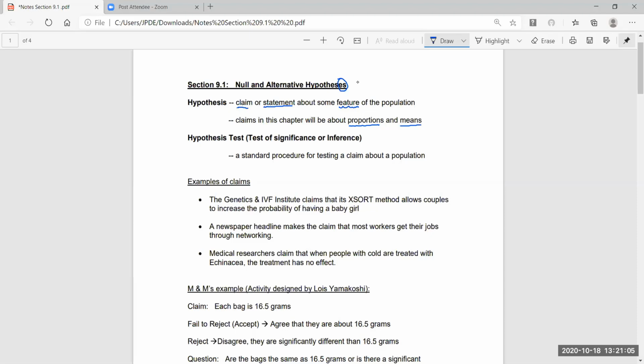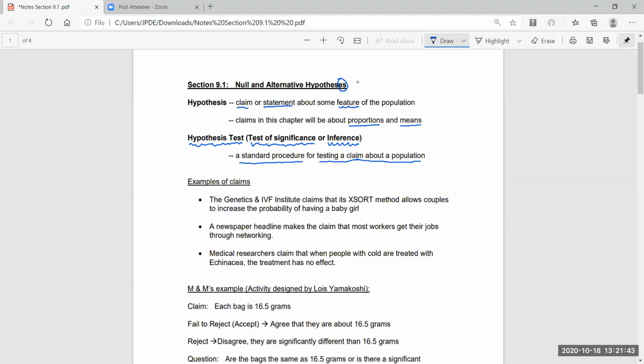The idea with a hypothesis test is that it is a procedure. It's a step-by-step process that we follow to test some kind of claim about a population. I usually refer to them as hypothesis tests. They can also be called tests of significance or tests of inference. You're inferring something from your data.